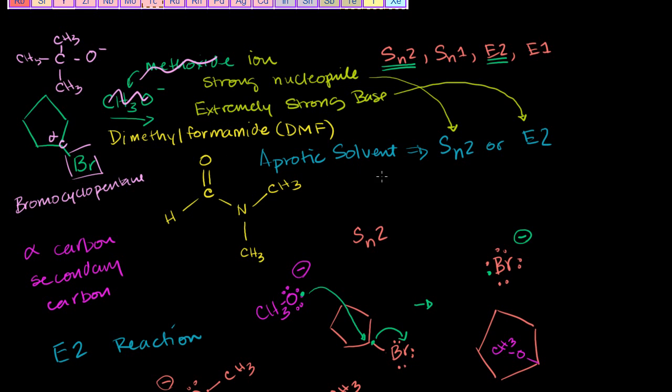That by itself would put us in the Sn2 or E2 direction. But now we don't have methoxide anymore. Methoxide was both a very strong base, and it's also a very small molecule, and so it can really get in there and react with the substrate. So it was also a strong nucleophile.